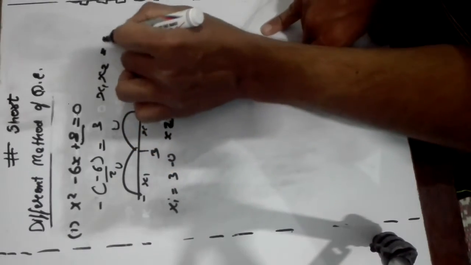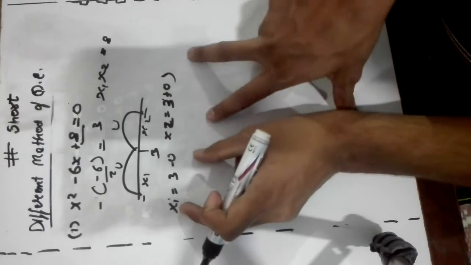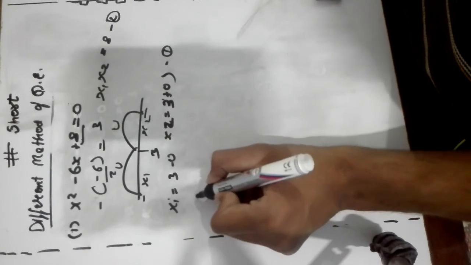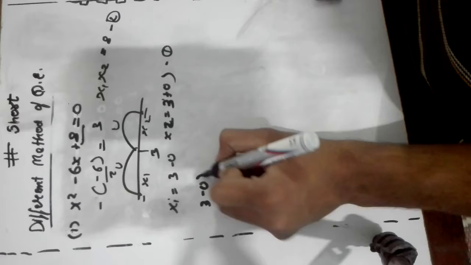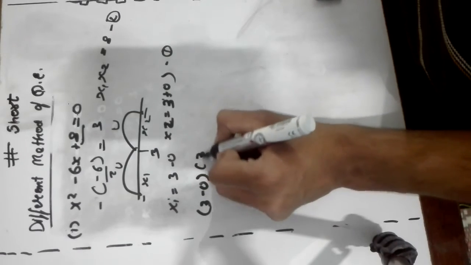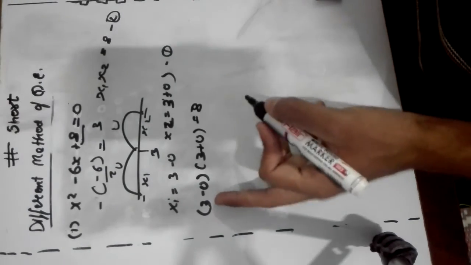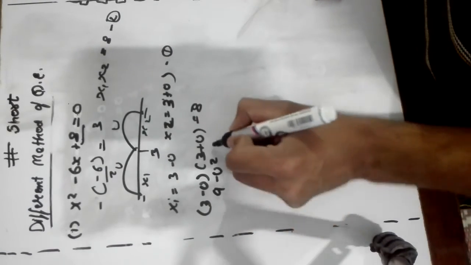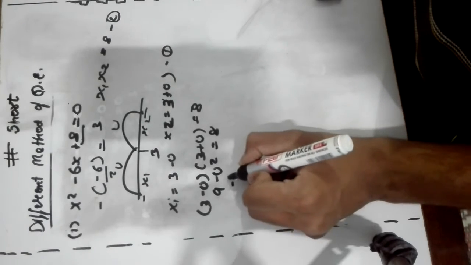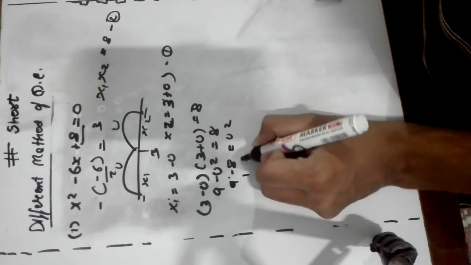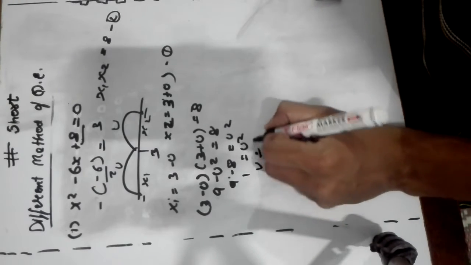And we have the product, which is x1 x2 equals 8. So we write this in here, taking this as first and this as second, so we get 3 minus u times 3 plus u equals 8. Now, as you know, a minus b times a plus b gives 9 minus u square equals 8. So 9 minus 8 equals u square, which equals 1, and we get u equals 1.